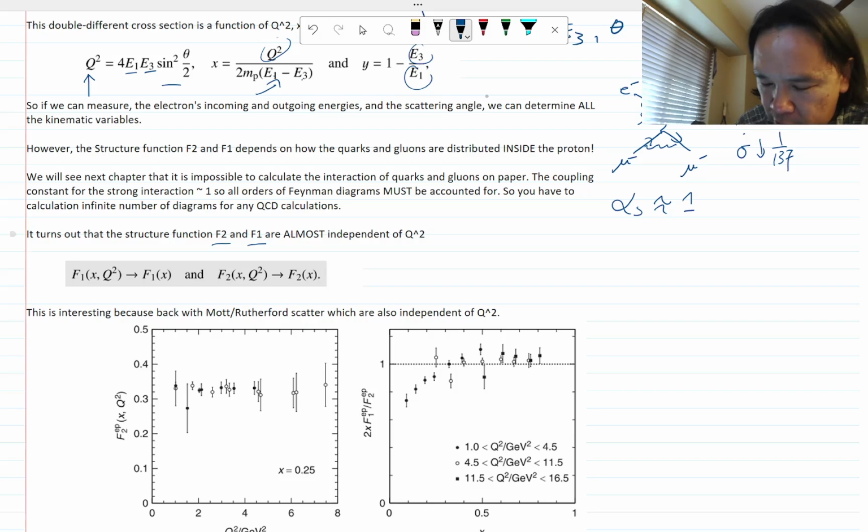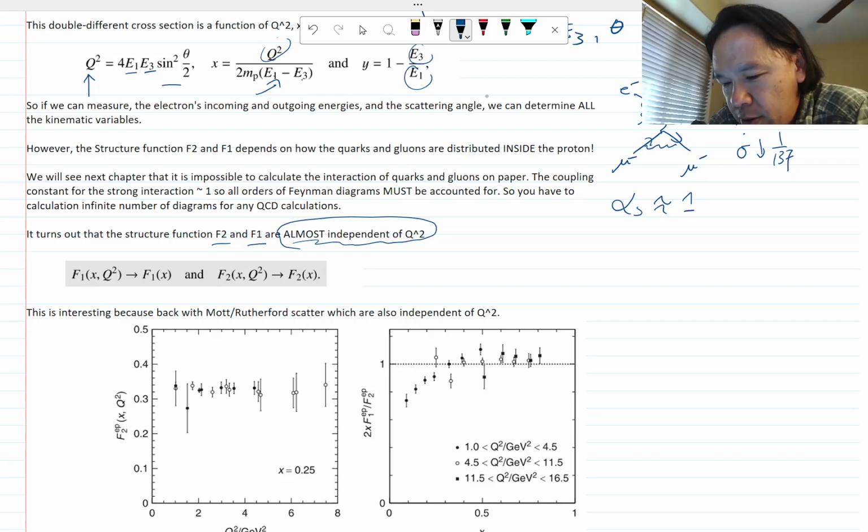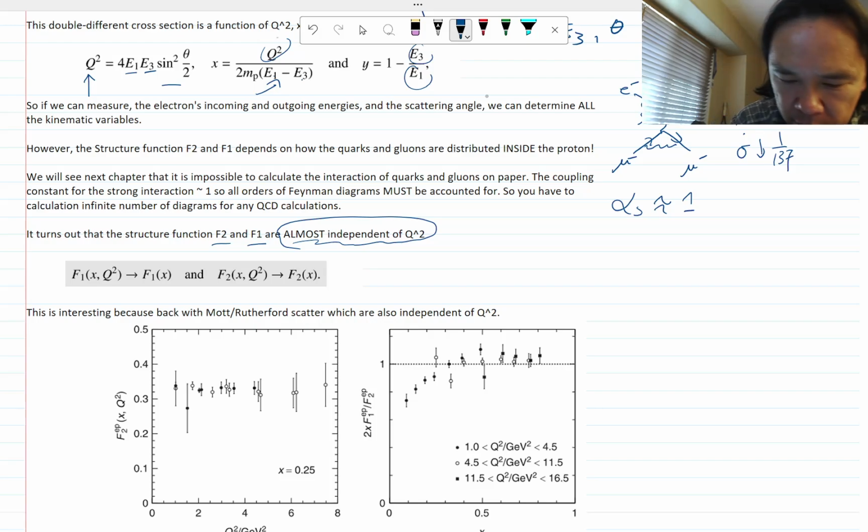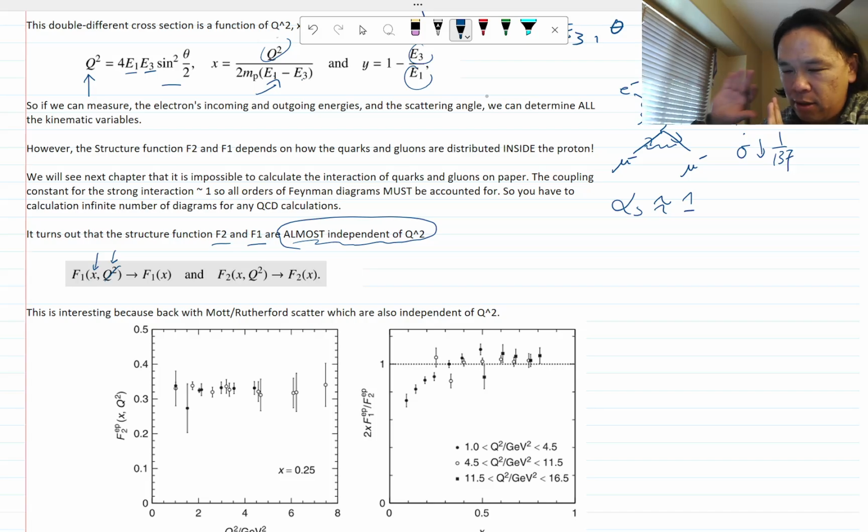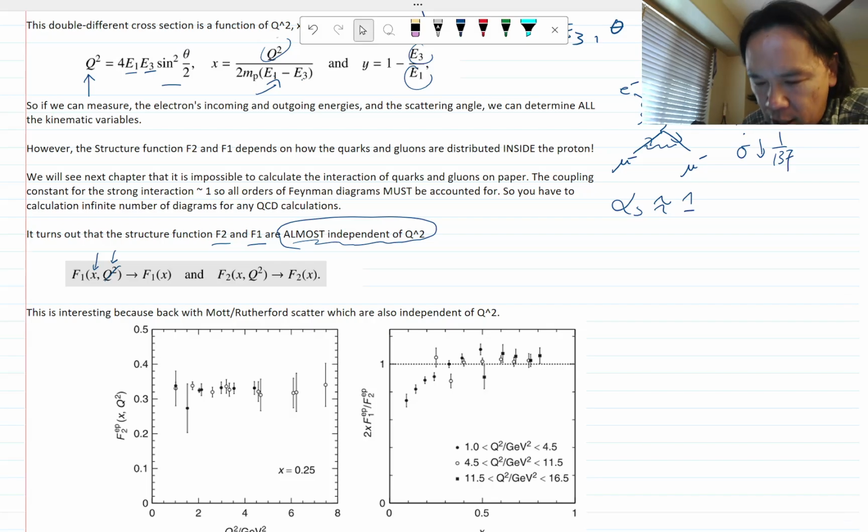Okay, and something interesting happened. These F1s and F2s are almost independent of q squared. You notice that it depends on x, and it could depend on q squared, but what we're seeing in data is that there's almost no q squared dependence, as long as you're in this high energy, high q squared regime. You're not dealing with Rutherford or Mott scattering. You're probing the structure inside the proton.